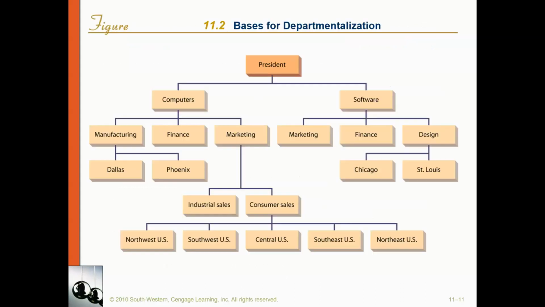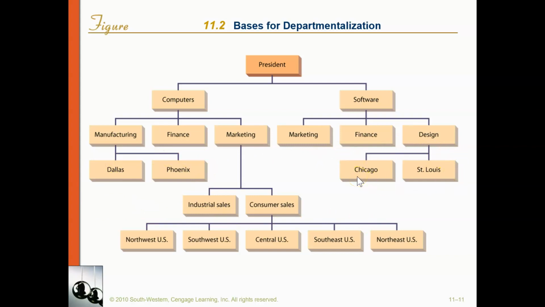This slide shows examples of all four types of departmentalization. You should be able to see functional, product, customer, and location. Let's start with the easiest, location. This would be location departmentalization, as would this line and here.